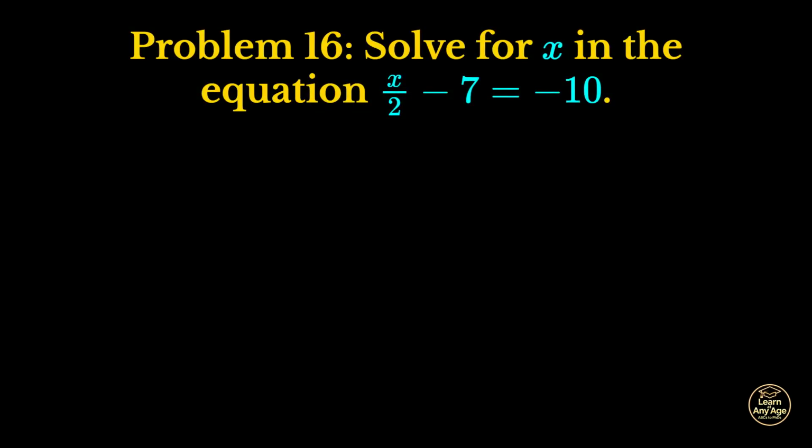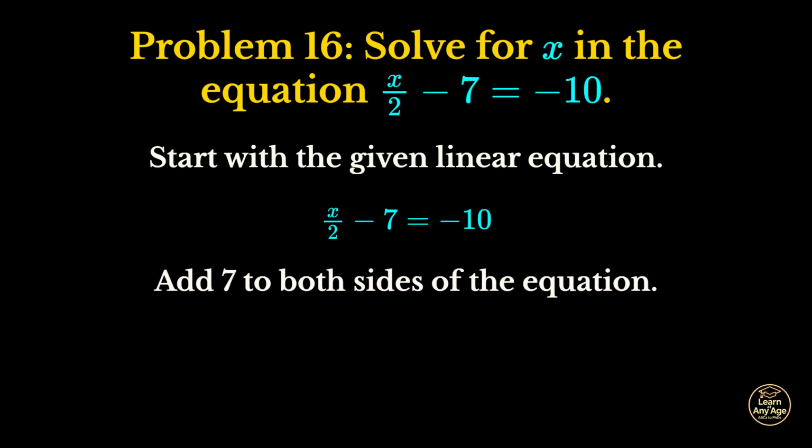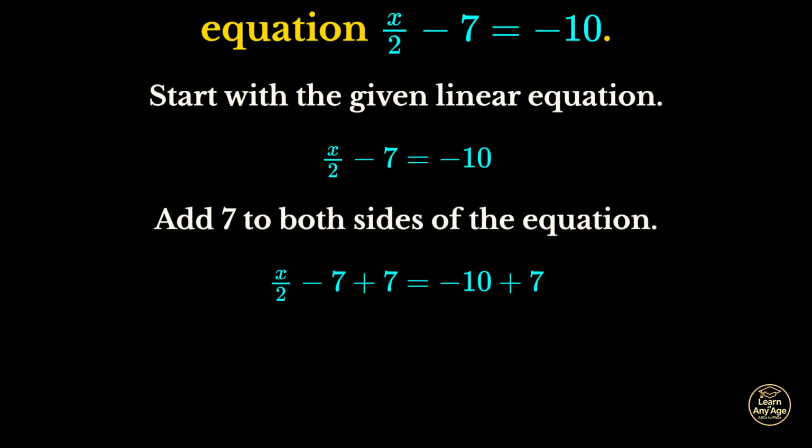Problem 16, solve for x in the equation x over 2 minus 7 equals minus 10. Start with the given linear equation. X over 2 minus 7 equals minus 10. Add 7 to both sides of the equation. X over 2 minus 7 plus 7 equals minus 10 plus 7.